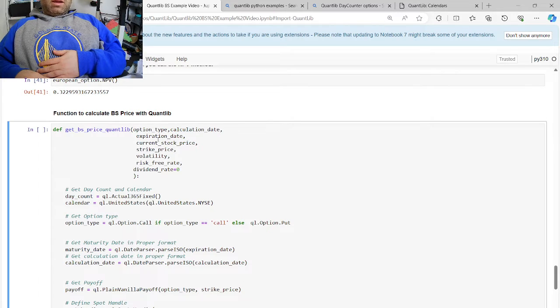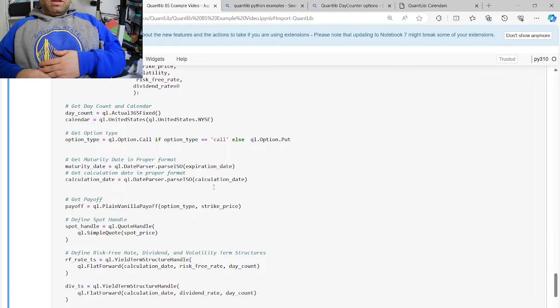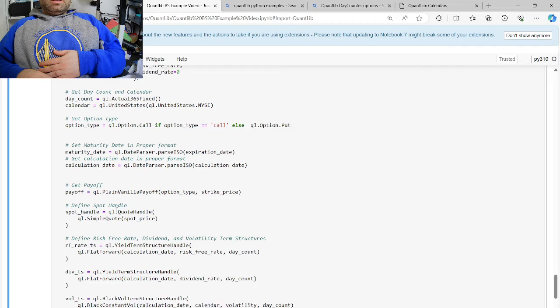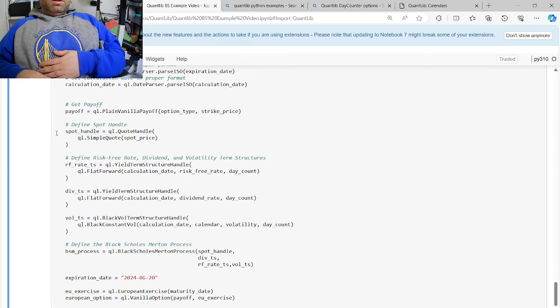It's going to have the exact same arguments as the ChatGPT version above: option type, calculation date, expiration date, current stock price, strike price, volatility, risk-free rate, all that good stuff. You choose a calendar, day count, and option type. Maturity date is when it expires. Calculation date is when you make the calculations. For the payoff, we want the vanilla, the normal one. We define the spot handle, which is the current stock price, as we mentioned before, along with the risk-free rate, dividend, and volatility term structures.